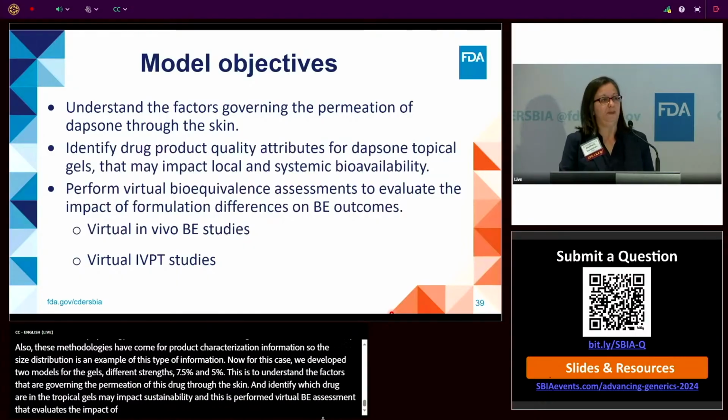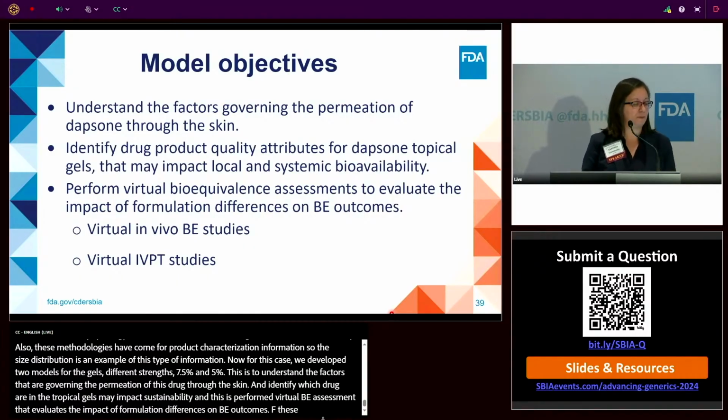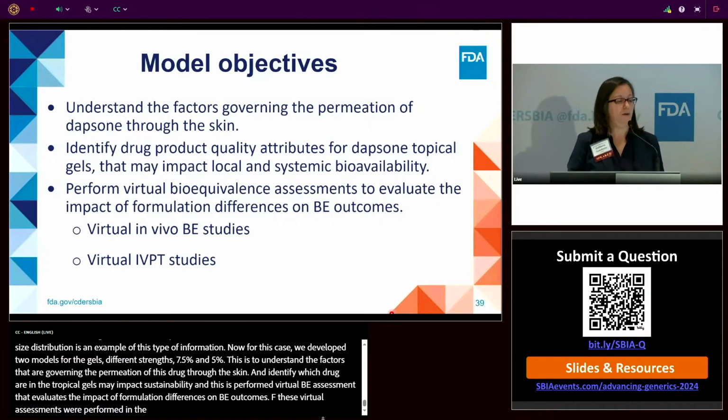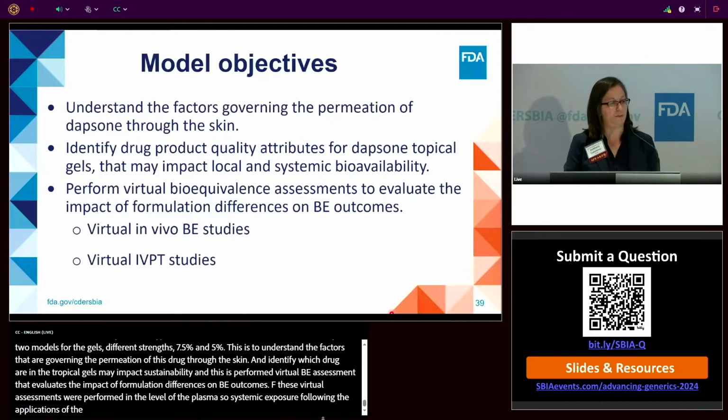outcomes. These virtual bioequivalence assessments were performed at the level of the plasma, so systemic exposure, following the application of the gels, and also within the context of an IVPT study, an in silico IVPT study.